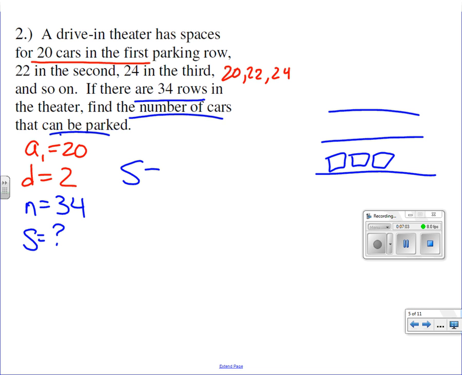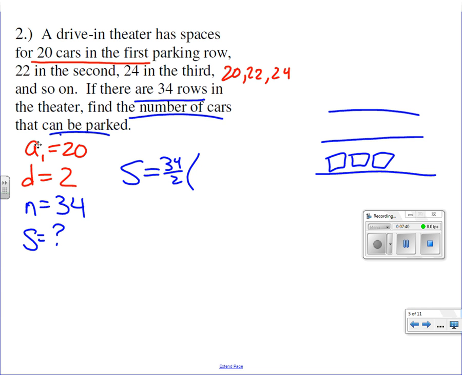So I don't know the sum. Do I know N? Yeah, what is it? 34. Do I know A1? Yes, 20. Do I know AN? No. Okay, so I have 2 letters, so that's not solvable. Let's try the green formula instead and see if that will work. Let's see if we have enough information for that one. So I'm going to try the green formula.